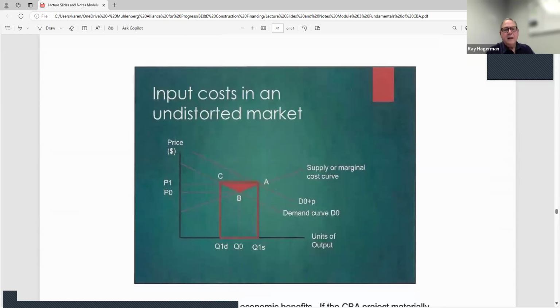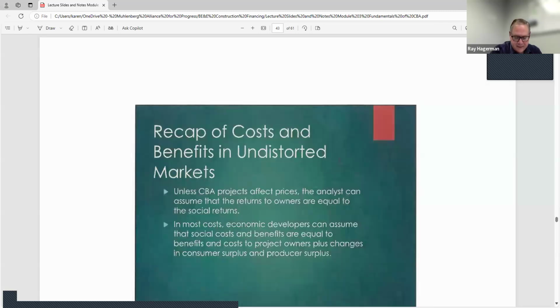Where we go from here is we look at input costs in an undistorted market. Why do we even show this? It's because not all projects create economic benefits. In this particular case, the net costs are higher than the net benefits. That's why instead of a triangle that points northward, you've got one that points downward, right? Because you're actually delving into the producer surplus, and thus the costs are more than the net benefit. So you have a net negative situation.